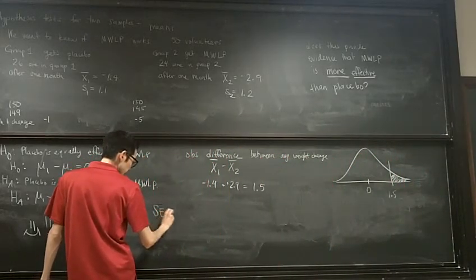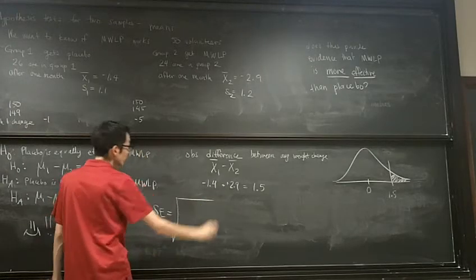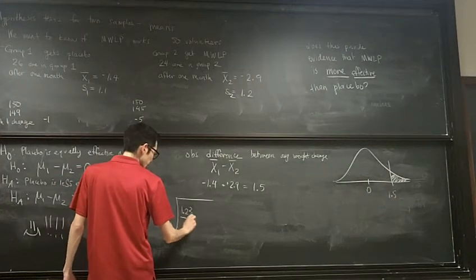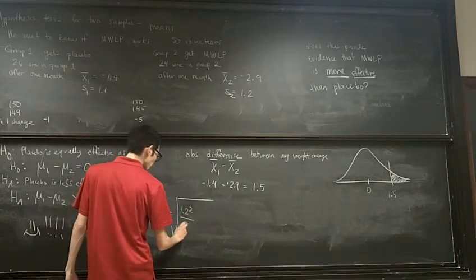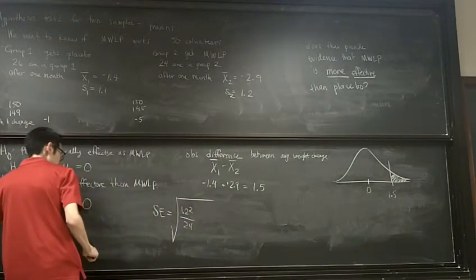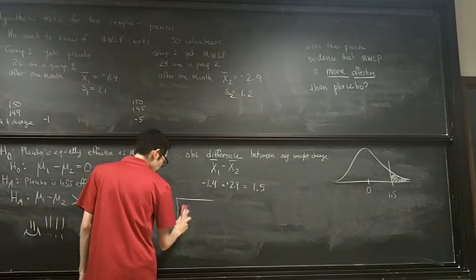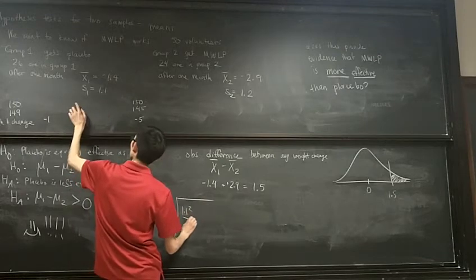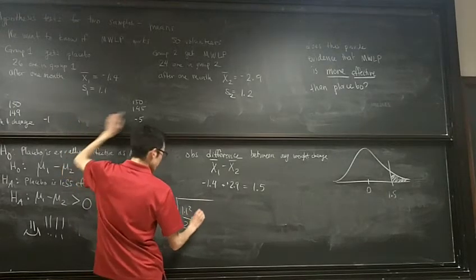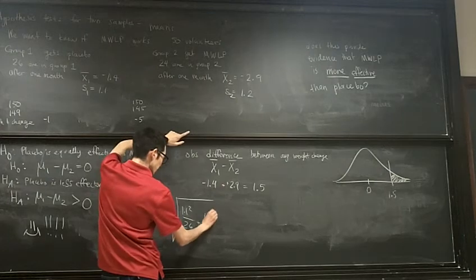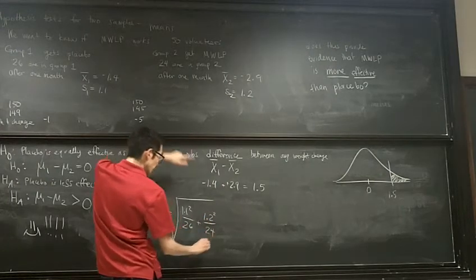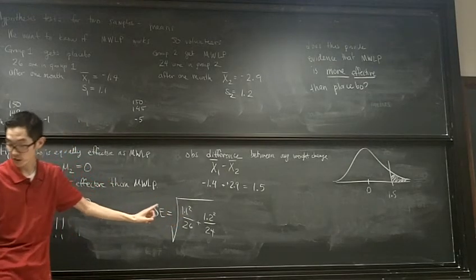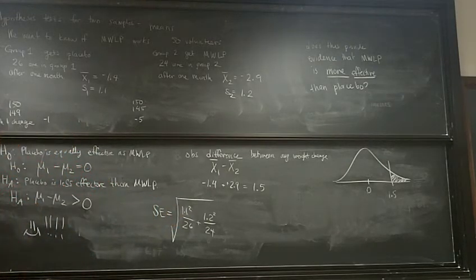So my standard error is the square root of what? 1.2 squared over 24. Or I'm labeling my things wrong. Group 1 and group 2. So I start off with group 1, 1.1 squared over 26 plus 1.2 squared over 24. Okay? This is just, we're using the formula for the standard error. Right. Okay?